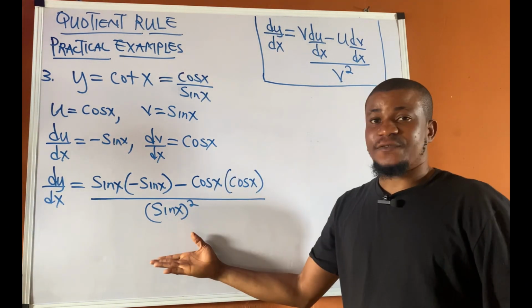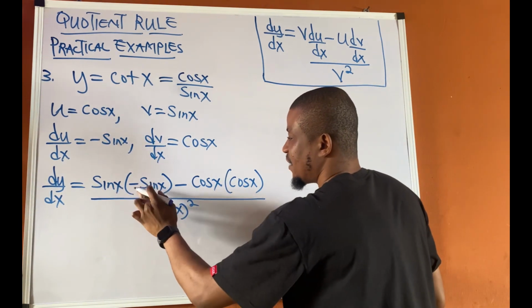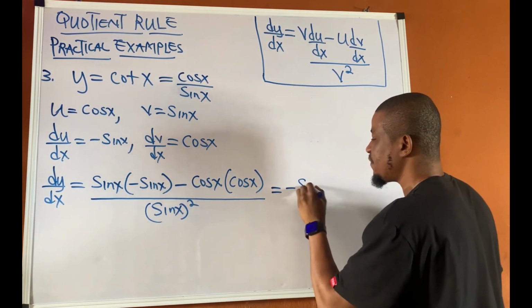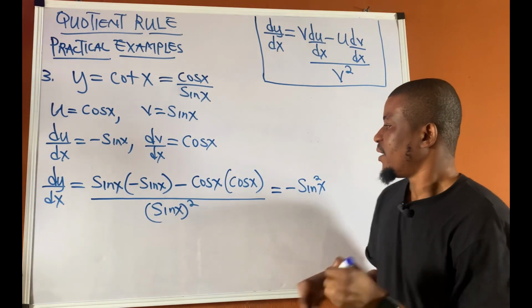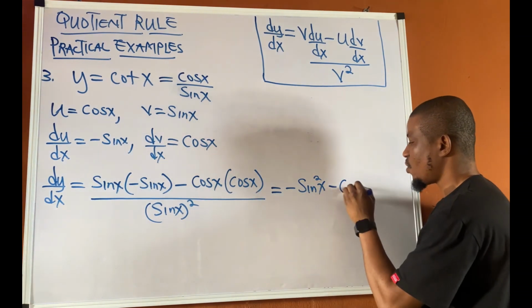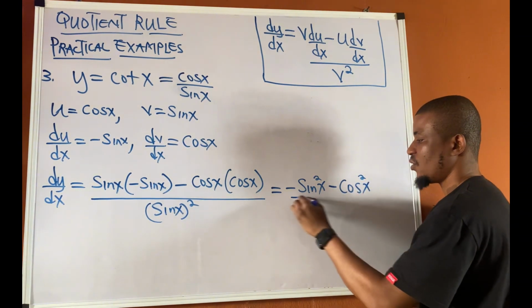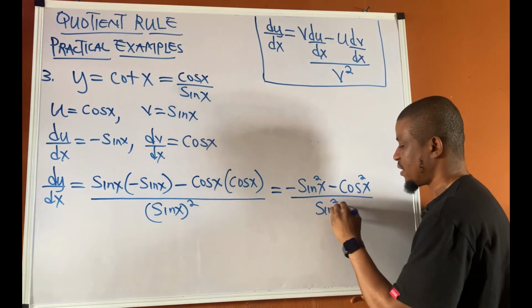We need to simplify this further. Sine x times negative sine x will give us a negative sine squared x. And then we have a negative here. Cos x times cos x is cos squared x, all over sine x all squared, which is sine squared x.